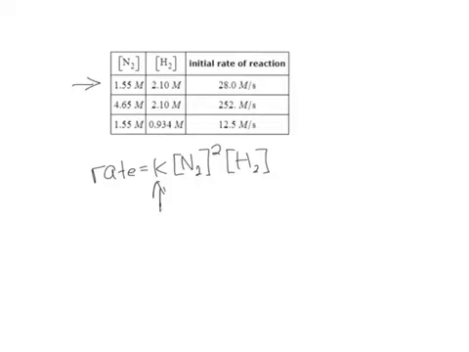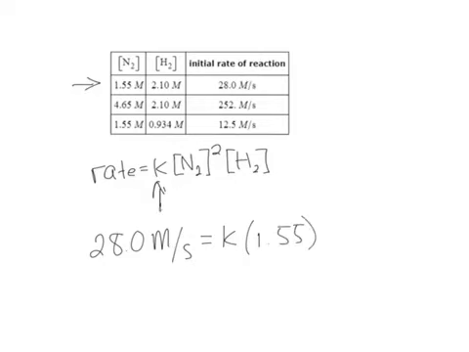So all you need to do is plug 28.0 into the rate, and then we have k, and then the concentration of N2, but we're going to square that, since we determined that this is second order with respect to nitrogen. So we carry it down to actually plugging in the numbers. We have 1.55 for the first experiment's concentration of N2, and then 2.10 for the concentration of H2. And again, because that was first order, we don't need to take it to the power of anything.